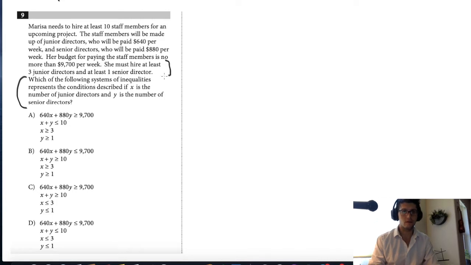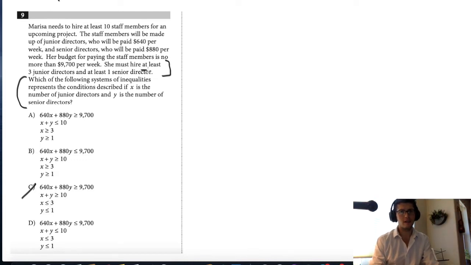Let's work backwards. This sentence says she must hire at least 3 juniors and at least 1 senior. At least. So 4 would be cool for juniors. Right? At least 3. 2 would not be cool. So, look, I can get rid of C. Let me get rid of these check marks just to save some space. I can get rid of C because it's saying less than 3. But you need 3 or more.